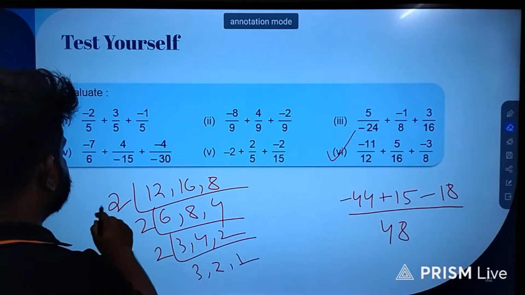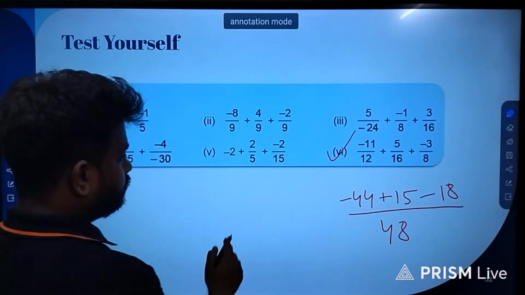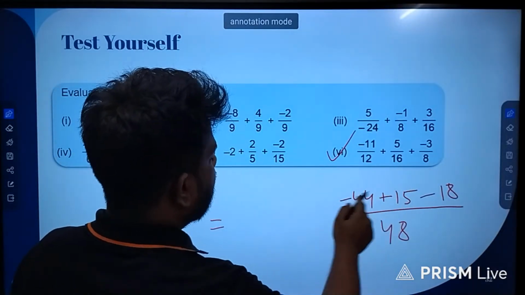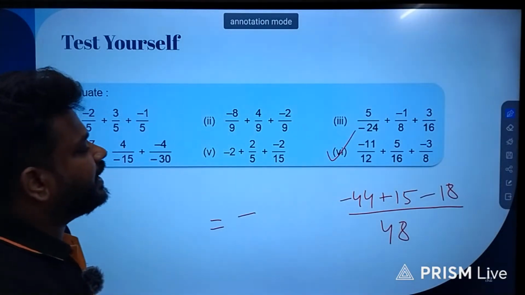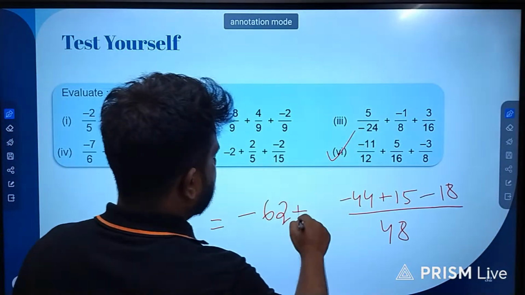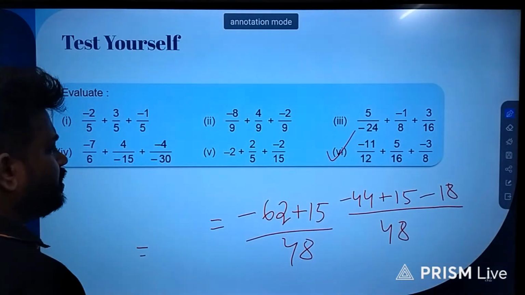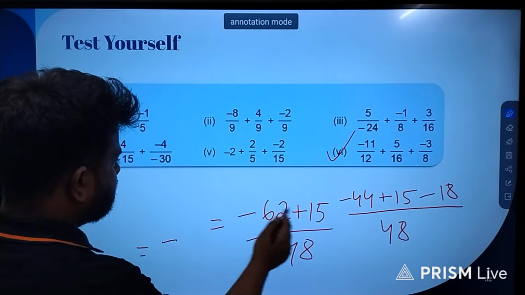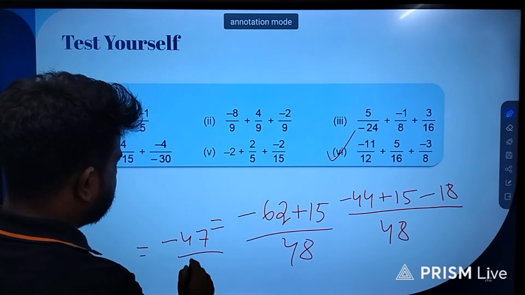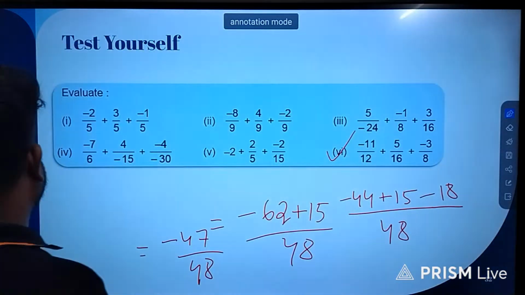So the next thing is to add: minus 58 and 462 and plus 15 by 48. So it will be minus 47 by 48. This is the final answer. Okay.